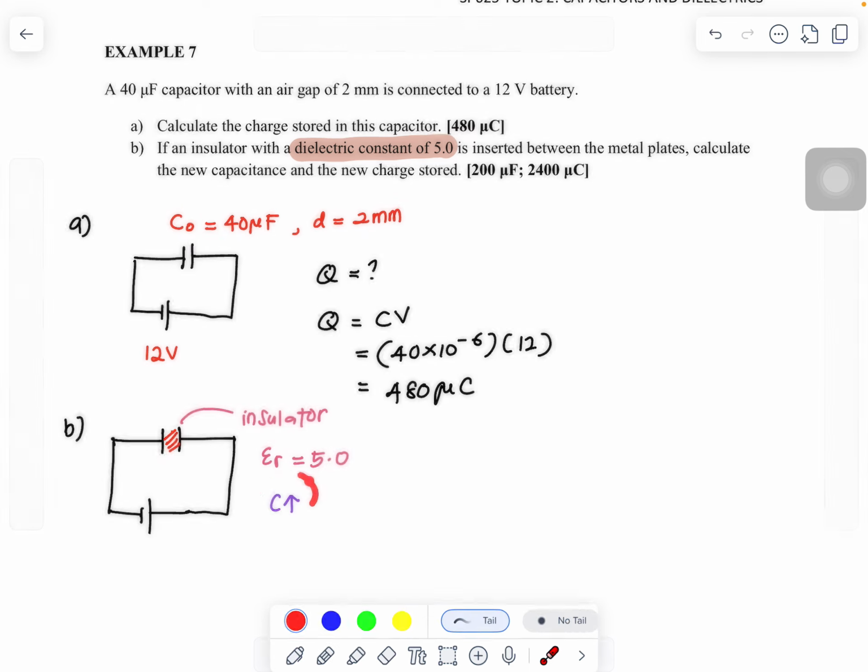So kita mau kira apa value capacitance yang baru dan charge yang baru. Okay, so charge ni we don't know yet whether it's increased or not. Okay, let's check.